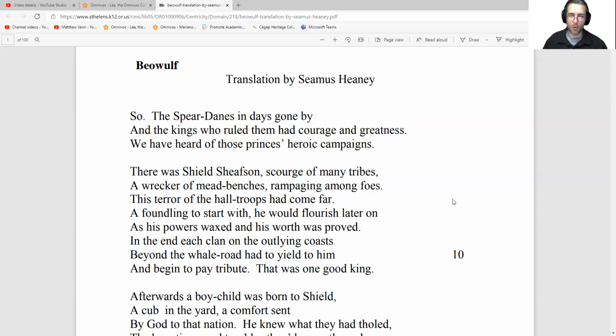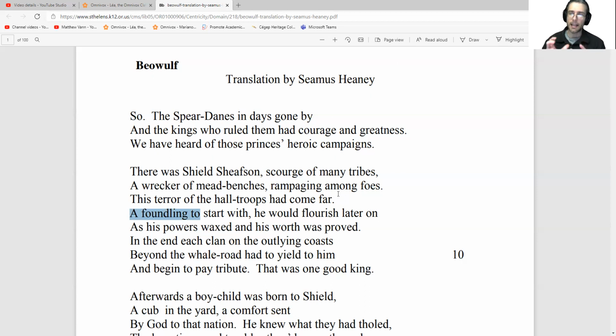A foundling to start with, he would flourish later on as his powers waxed and his worth was proved. In the end, each clan on the outlying coasts beyond the Whale Road had to yield to him and began to pay tribute. That was one good king. Notice that he is a foundling.